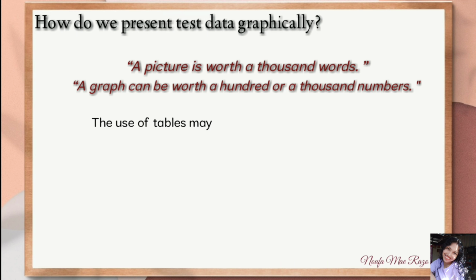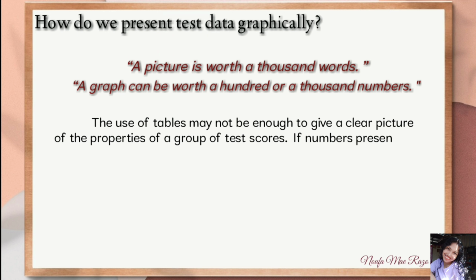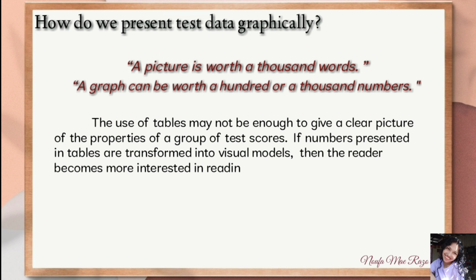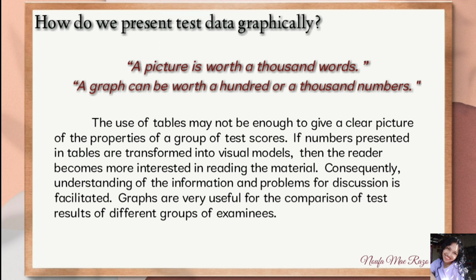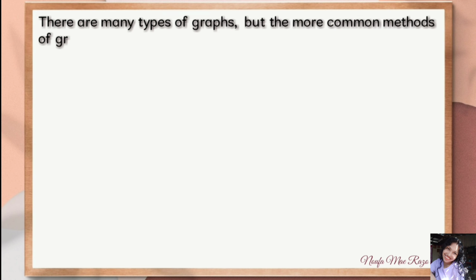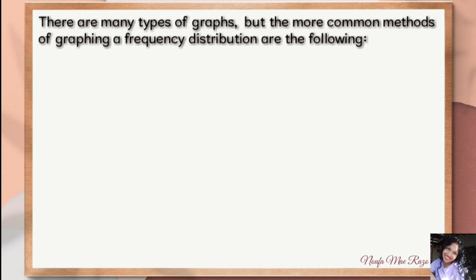So, the use of tables may not be enough to give a clear picture of the properties of a group of test scores. If numbers presented in a table are transformed into visual models, then the reader becomes more interested in reading the material. Consequently, understanding of the information and problems for discussion is facilitated. Graphs are very useful for the comparison of test results of different groups of examinees. There are many types of graphs, but the more common methods of graphing a frequency distribution are the following.